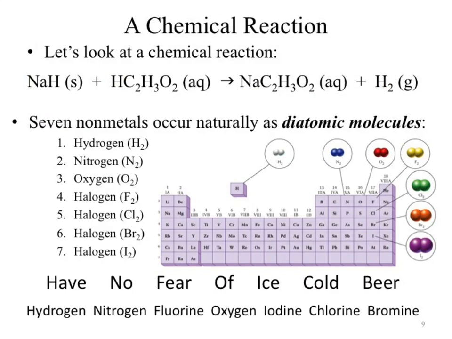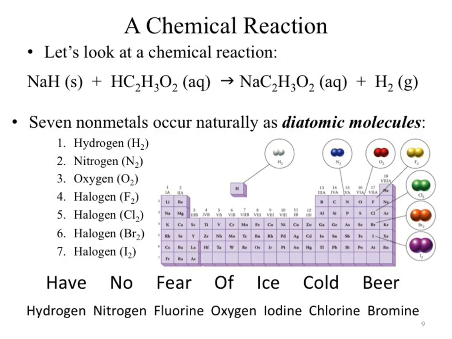So there are 7 diatomic molecules. You are responsible for knowing that these are diatomic. So if they show up, you need to know that you have to show them as H2 or Br2 or Cl2. There are a variety of ways to memorize this. The one that I've memorized was the nice little phrase, have no fear of ice cold beer. It gets pretty darn close to looking at the first letter of each element.